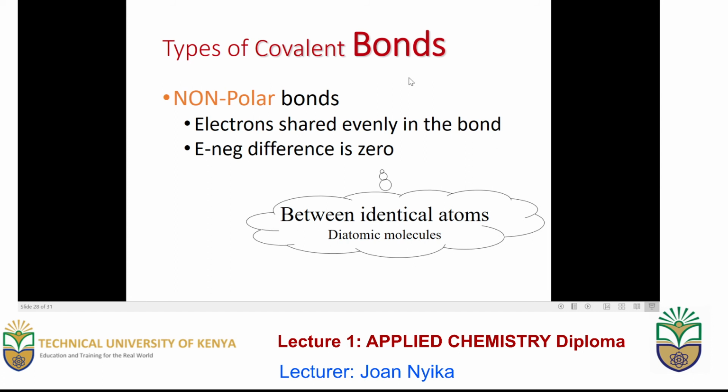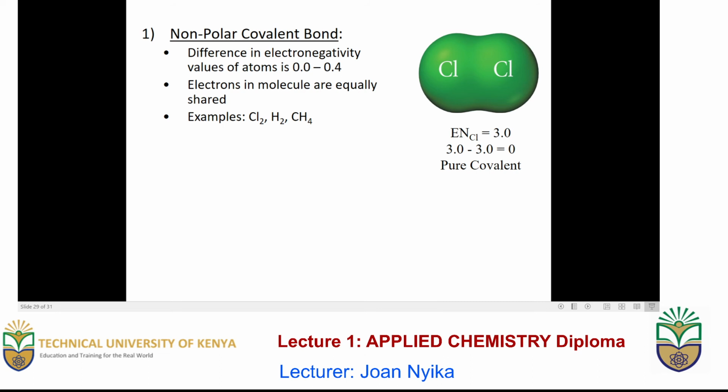The sharing of electrons is between identical atoms. As in the case of chlorine, one chlorine atom will share electrons with another chlorine atom. One hydrogen atom will share an electron with another hydrogen atom. And in the case of methane, four hydrogen atoms will share electrons with one carbon atom. The total electronegativity difference is usually zero. Electrons in the molecule are equally shared.